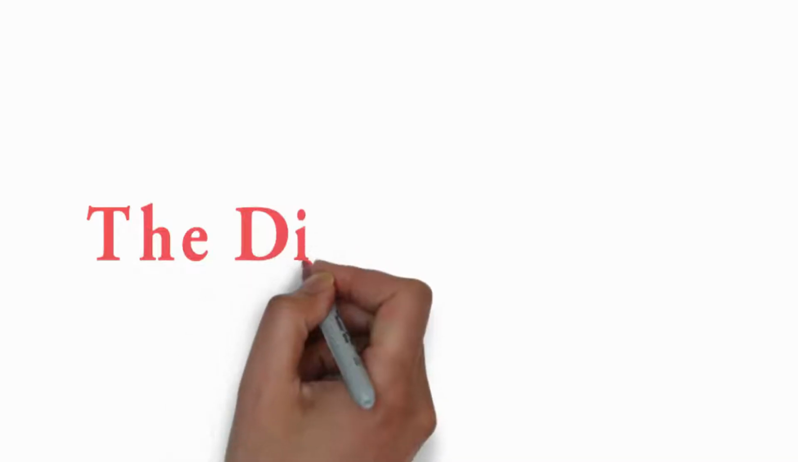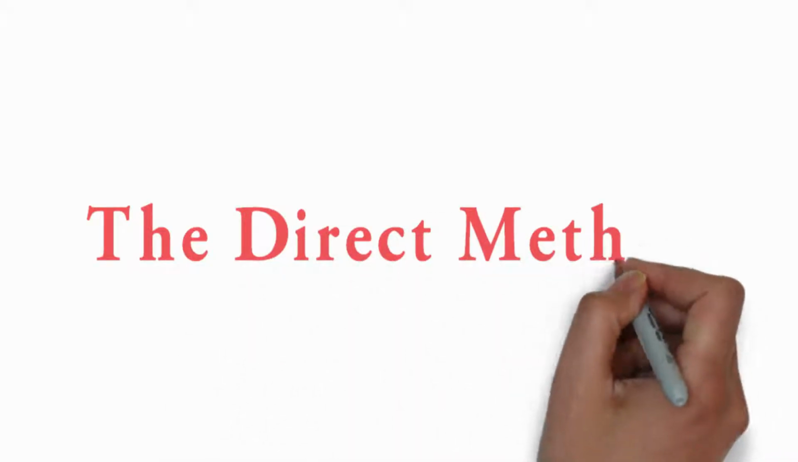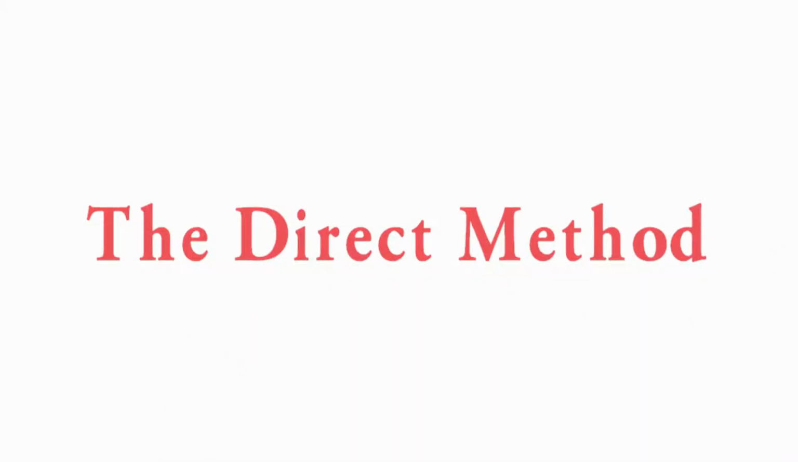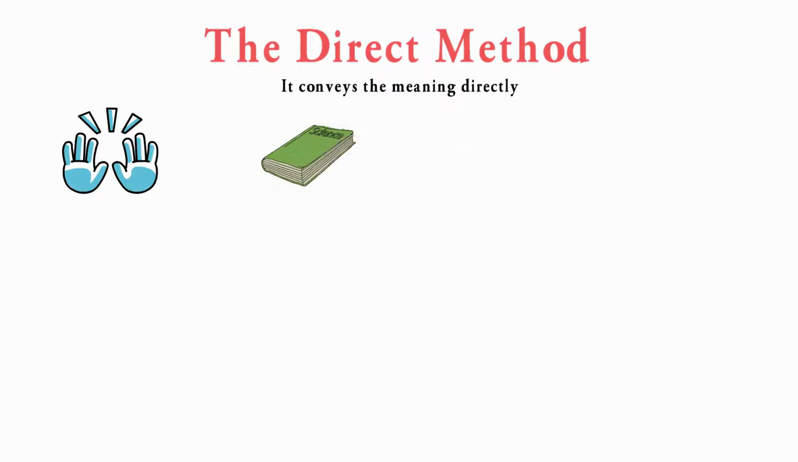After noticing that the grammar translation method did not serve the intended goals, various endeavors were put into action to come up with other approaches. The purpose was to find more natural methods that could enable learners to use the target language communicatively. These factors led to the establishment of the direct method. Apparently, it's called the direct method because it conveys the meaning directly to learners.